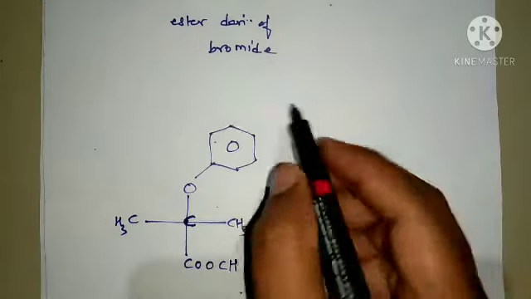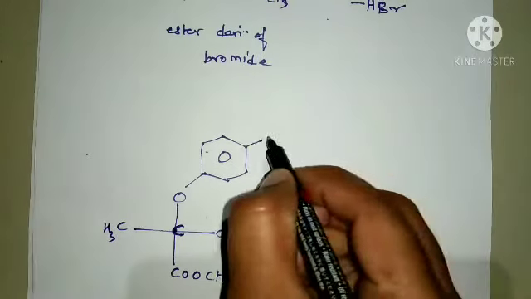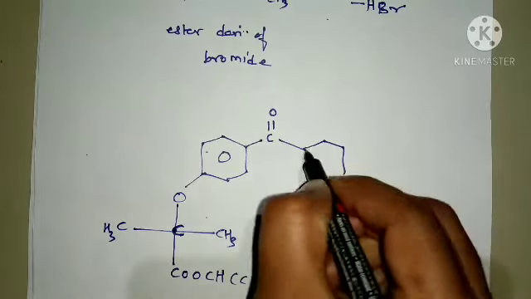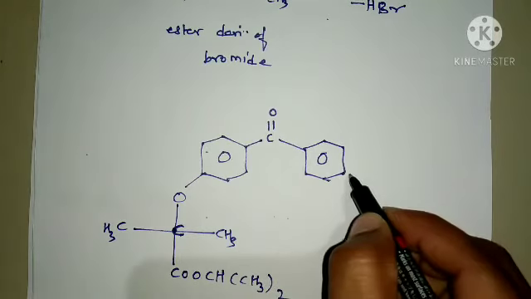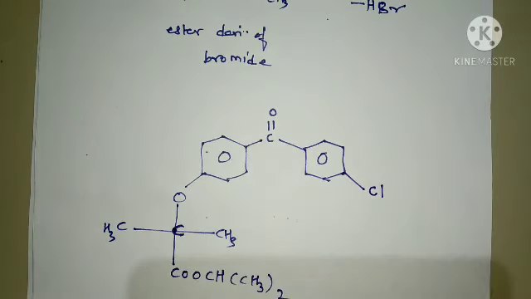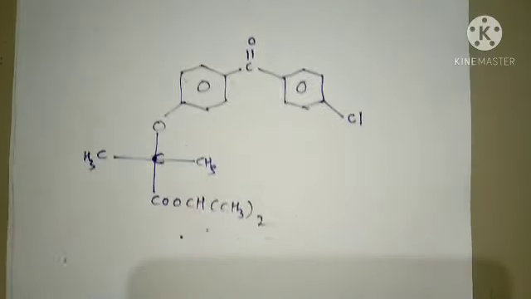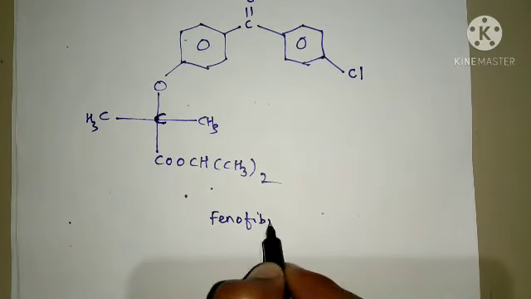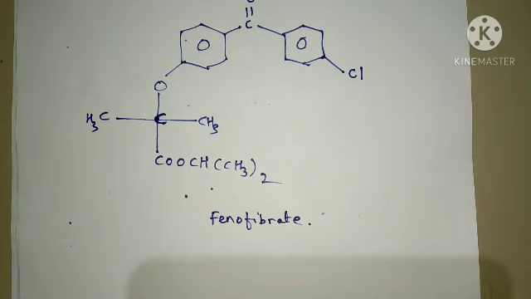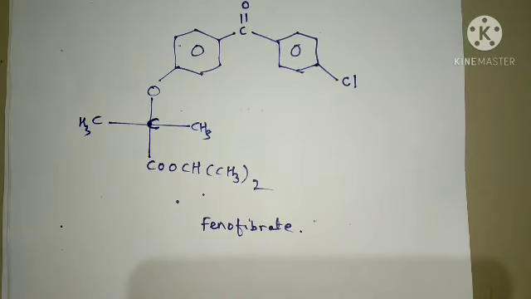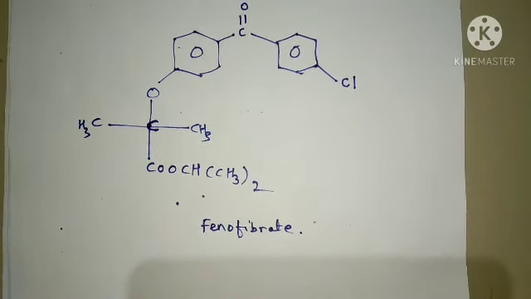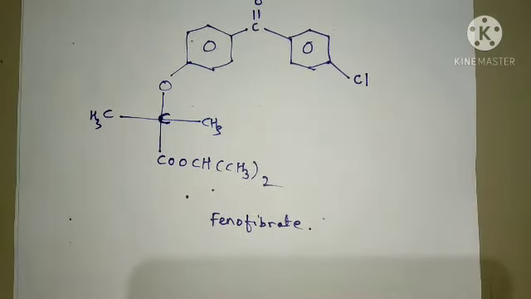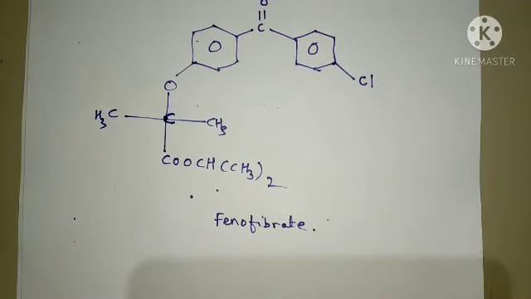Okay, at the para position there is a C double bond O group, then a benzene ring attached with Cl. Okay, so this is the structure of the fenofibrate drug. It is also very important, and it is for 3 marks, and 1 mark for application.